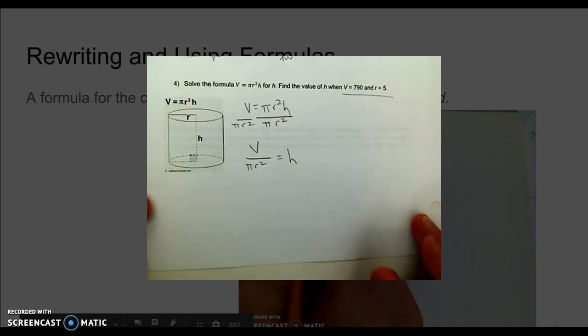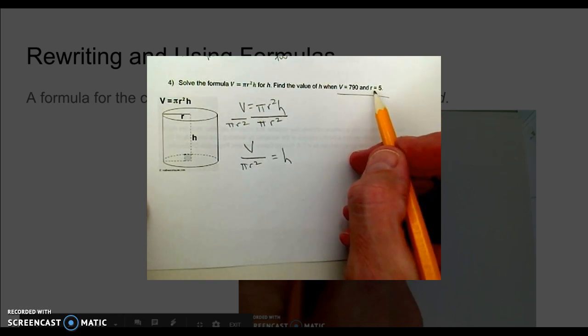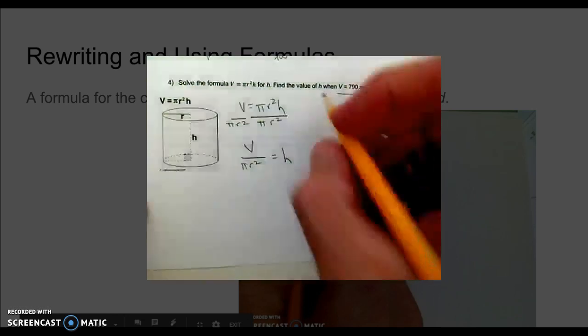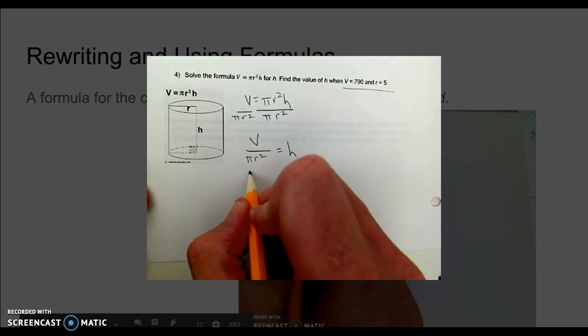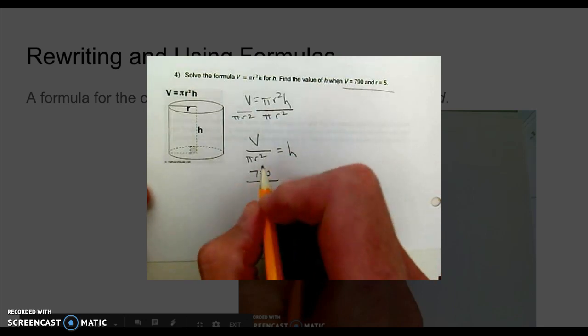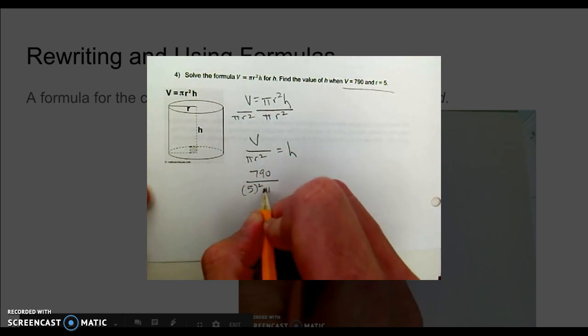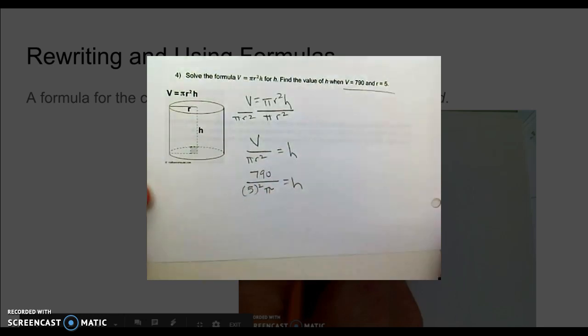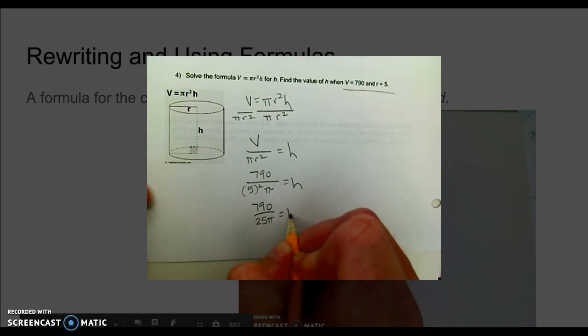The second part of this example asks us, okay, so when we know the volume is given and the radius is given, can we locate the height? So let's use the formula that we just rearranged. Volume, 790. The radius is 5. We'll square that, and then multiply times pi, and that'll give us our height. So 790 divided by 25 pi equals the height.